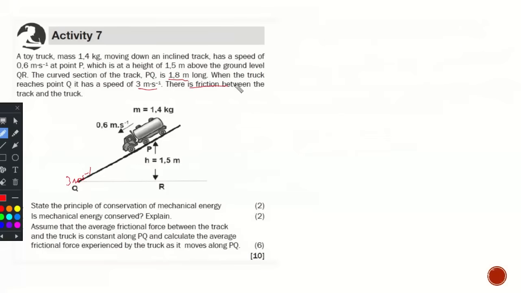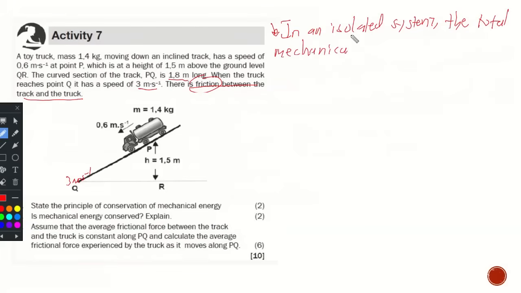There is friction between the truck and the track. So there's friction, therefore we can use work done by non-conservative forces. State the principle of conservation of mechanical energy. Again, in an isolated system, the total mechanical energy is conserved. So in an isolated system, the total mechanical energy is conserved.